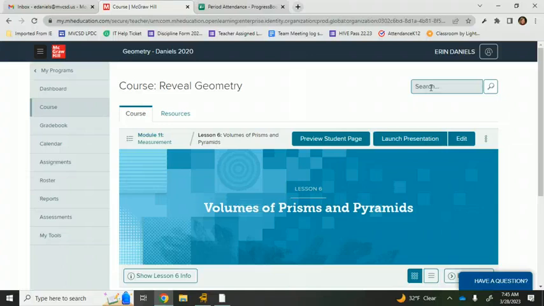And then we'll take some notes on this section. So 11.6, volumes of prisms and pyramids.